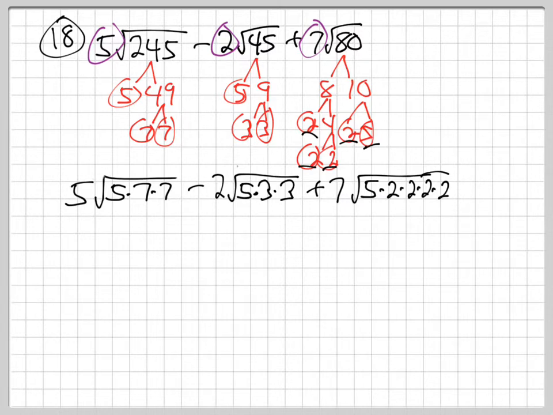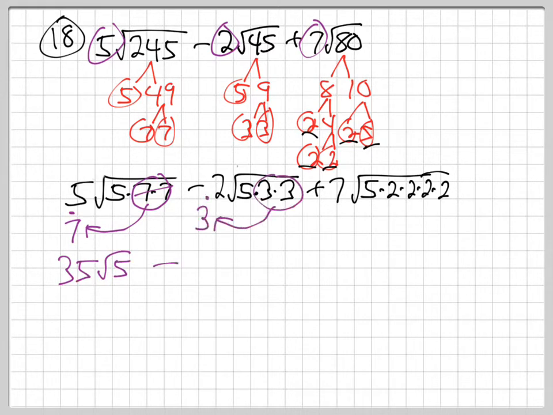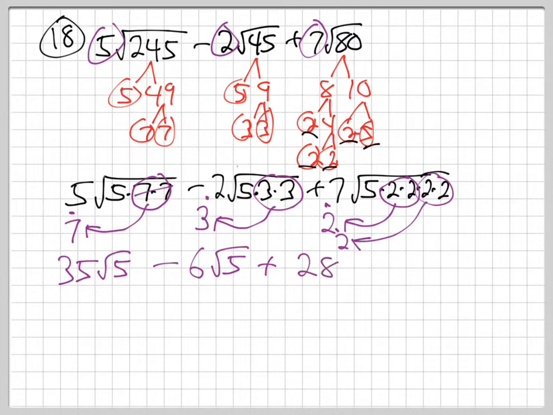So there's nothing in the hook, which really means it's an understood 2 in the hook, which means it's a 2-for-1 deal. 2 7's in, sends 1 7 out. So 5 times 7, 35, root 5 minus. 2 3's in, sends a 3 out, 3 times 2, 6, with a 5 left in. 2 2's in, sends a 2 out, 2 2's in, sends another 2 out. 7 times 2 times 2, 28, and a 5 left in.